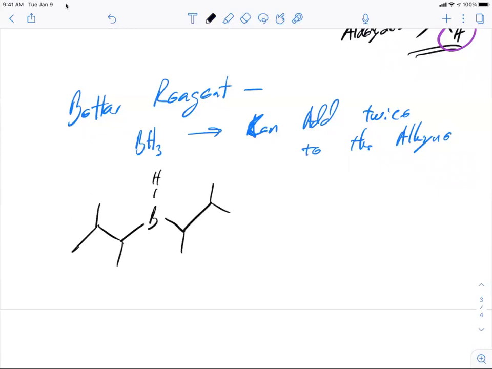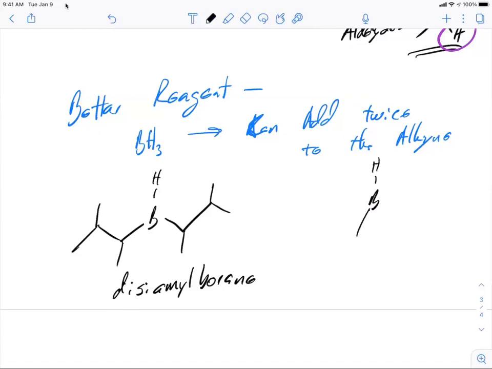So here we have disiamylborane. And the other one, again, the idea is it only has one BH, right? So it's going to add once to an alkyne. Why would it add twice? Because the alkyne has two pi bonds, right? So it can add twice.